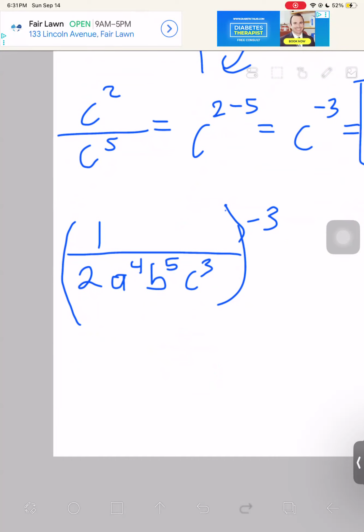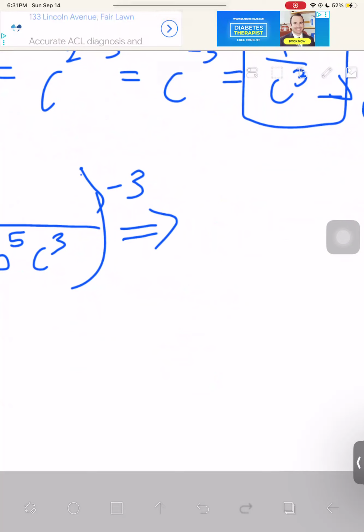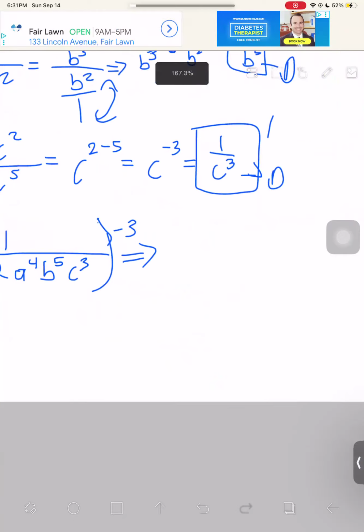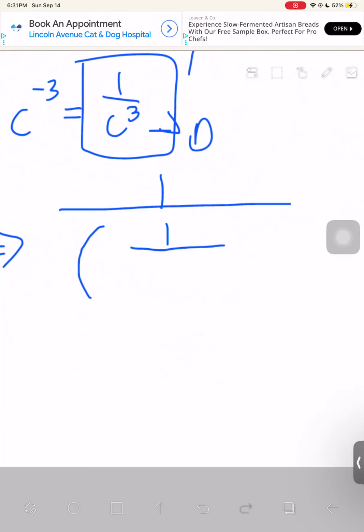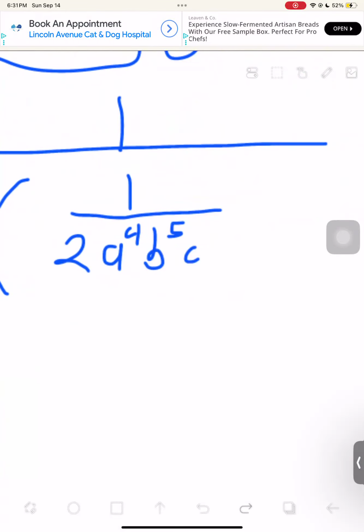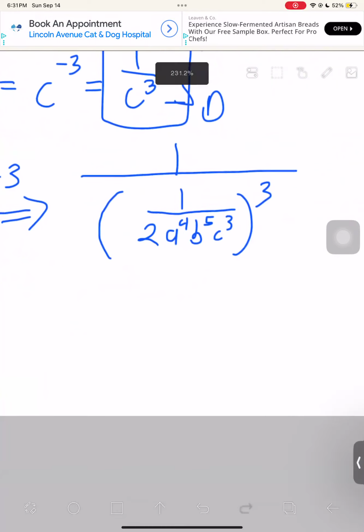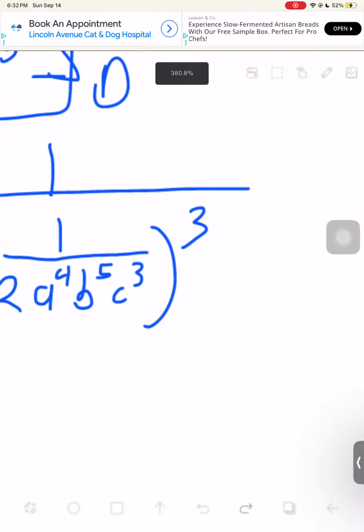And now we have to do 2 to the power of negative 3. What does that turn into? Well, it's a fraction. This is going to look really creepy, but it's going to work. It's 1 over, and that's how it's going to look: 1 divided by a fraction to the power of 3. Keep, change, flip. Keep the first one, so it's going to be 1.